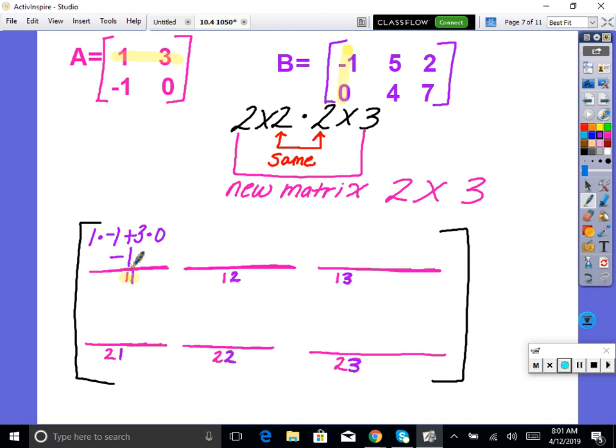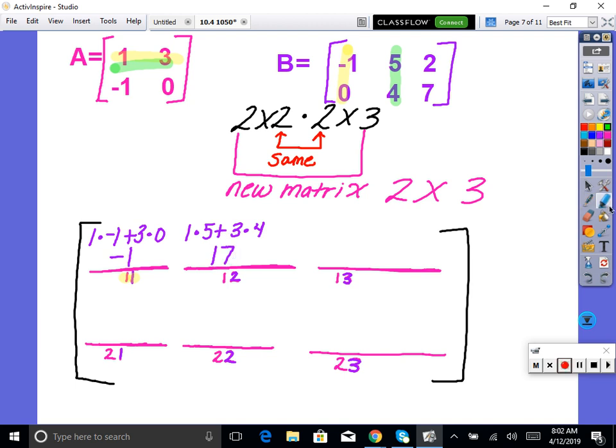So now I'm going to change highlighter here. Colors, just to keep our eyes in the right spot. Let's go green. So now look, first row, second column. So here's our first row, and then my second column. Now I'm at this position. So let's go ahead and do that. So we would say 1 times 5 plus 3 times 4. So that's 5 plus 12, which is 17.